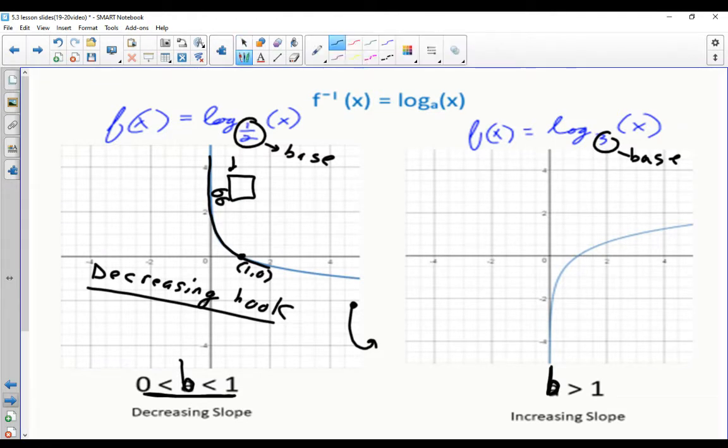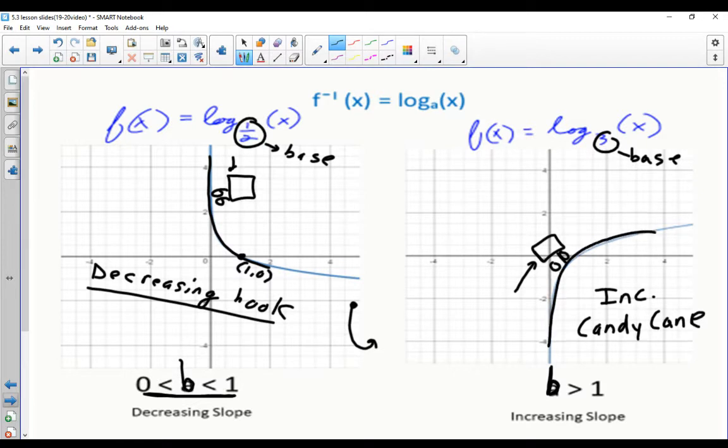And sure enough, just like over here, if you were to put a roller coaster on this little trail, it'd go upwards. Now this one I like to call an increasing candy cane. So INC for increasing, so increasing candy cane. Because the way it's curved, doesn't it look like it has a little candy cane hook? Now I should probably put that in red though, because candy canes for the most part are red.